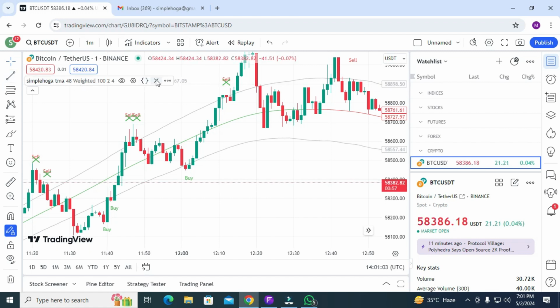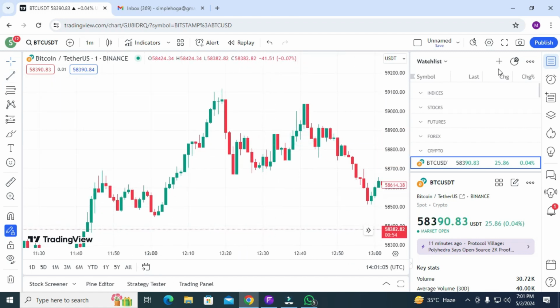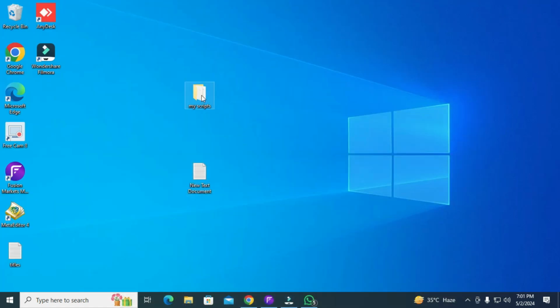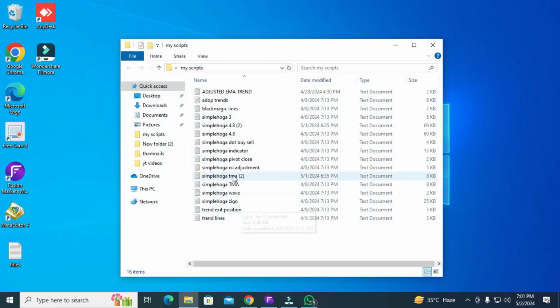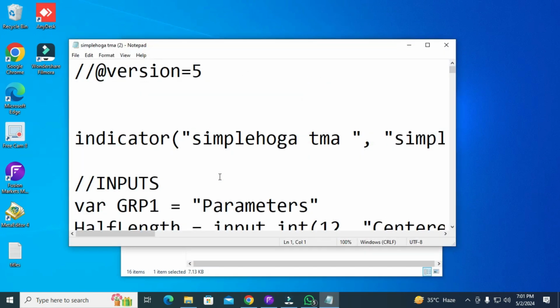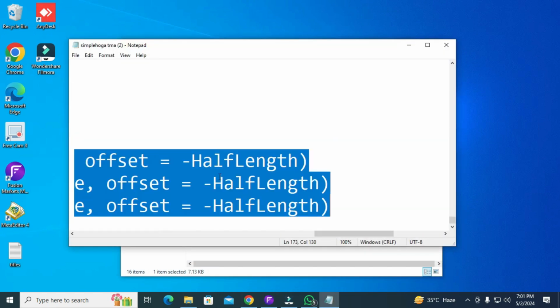Okay, first we need to add the indicator. Just go to my Pine scripts, and here you find the simple TMA2, and this is the updated version. Control A, Control C.